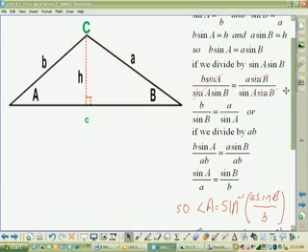Versions of the law of sines. They're basically the same thing. We know that if A over B equals C over D, then B over A equals D over C, you know?